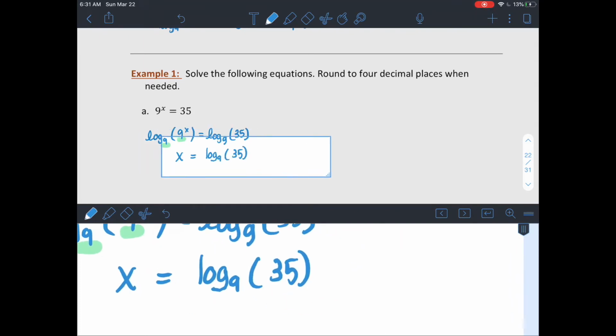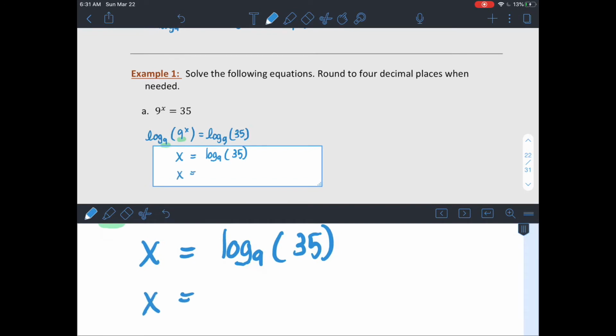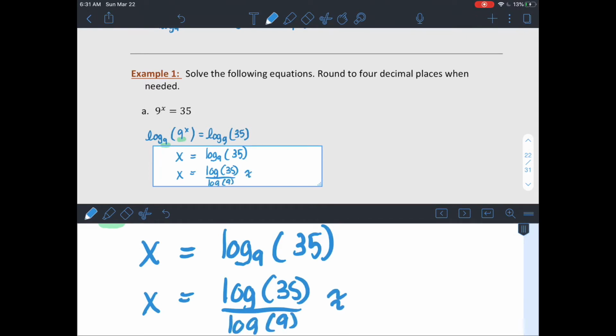And then that's not a whole number, so we're going to use our change of base formula from yesterday and do log of 35 divided by log of 9 in a calculator, and you should get approximately 1.6181.